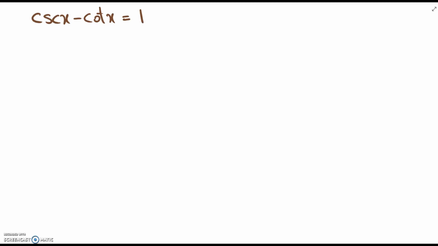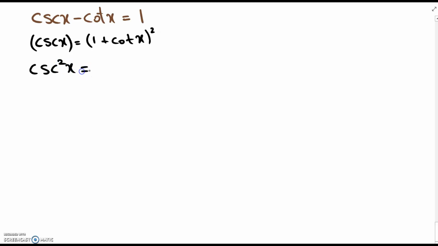I will first separate them from each other, and it will be like this: secant x equals 1 plus cot x. Now you know that if we have squares on them, we can apply a Pythagorean identity. So how can we get a square on both? I am going to square both sides. Once you square both sides, here it will become secant squared x equals, now this is a complete square, of this form.